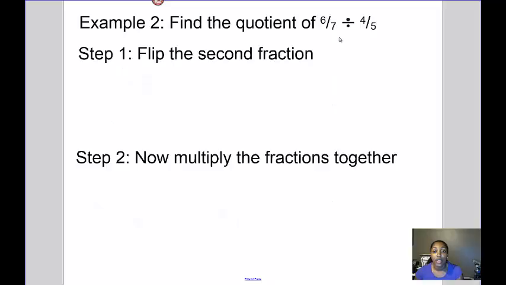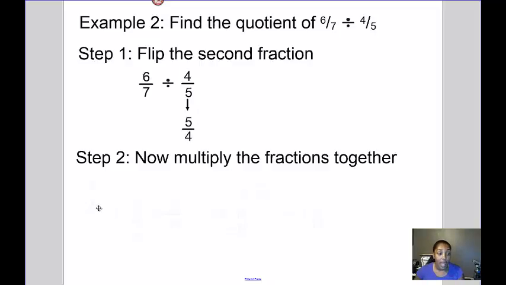So let's find the quotient of 6/7 divided by 4/5. So my first step is to flip the second fraction. So I've got this problem here, 6/7 divided by 4/5. The first thing I'm going to do is take my second fraction, and it's only the second fraction that gets flipped. That's where the rap keep, change, flip comes from. You're going to keep the first fraction the same. The division will change to multiplication, and then the second fraction you flip. So this second fraction, 4/5, I'm actually going to flip over, and it's going to become 5/4.